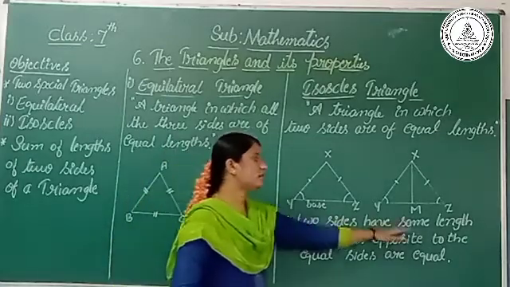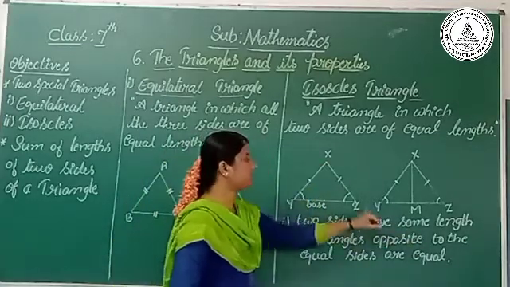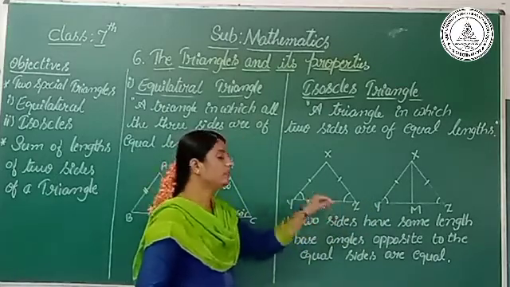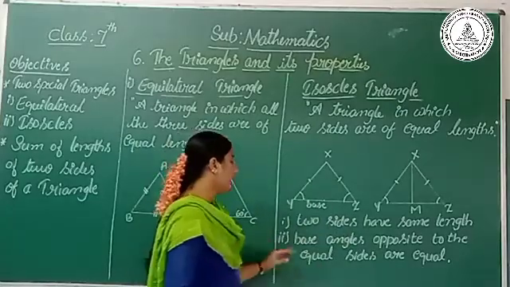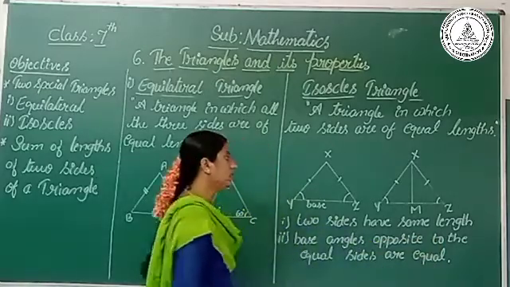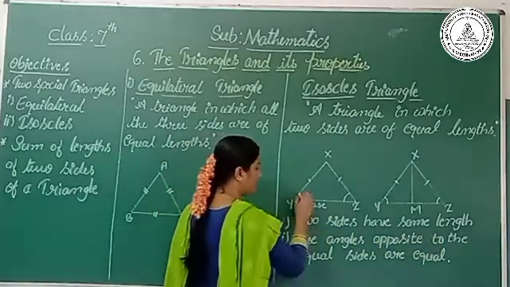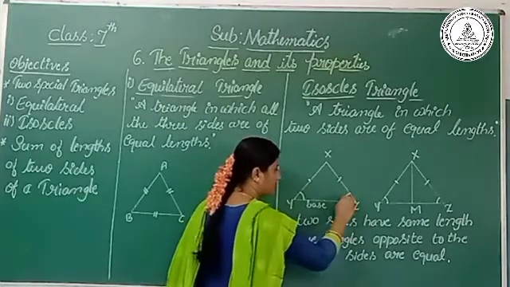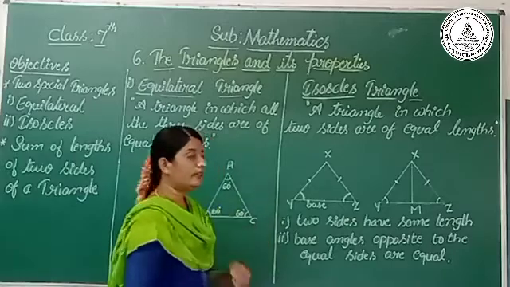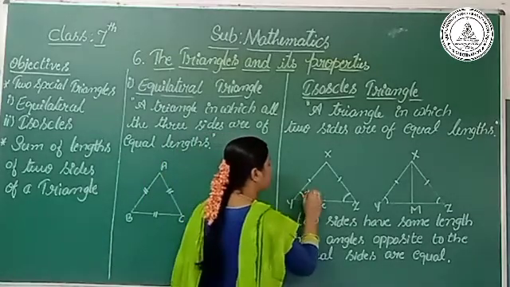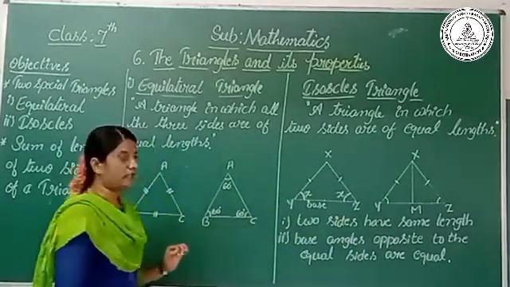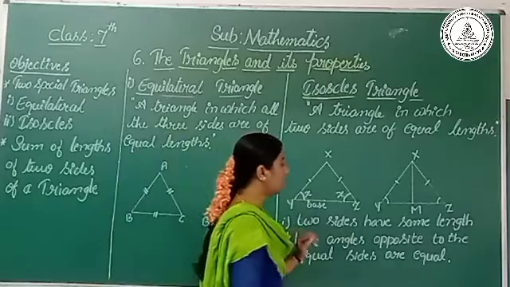So two sides have the same length. Here XY and XZ are the same length, and the side of different length is the base. The angles opposite to the equal sides are equal. Here the base angles are at Y and Z. Angle Y and angle Z are equal in measure. For example, angle Y measures x degrees and angle Z also measures x degrees. So that is about the isosceles triangle.